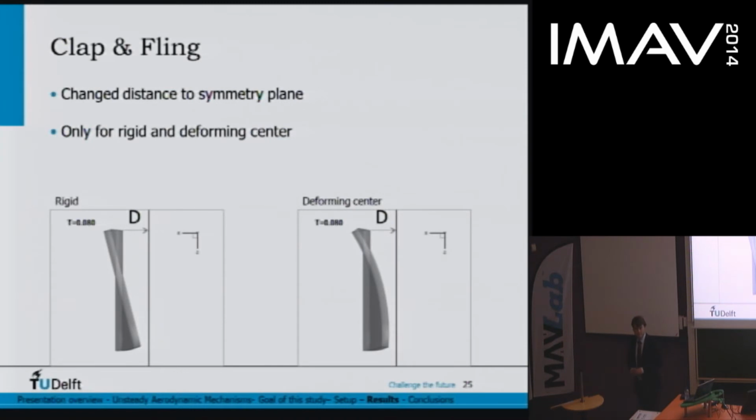Then the last aerodynamic mechanism I wanted to talk about is the clap and fling. I investigated this by first simulating a single wing and then moving a wing close to a symmetry plane. Now you don't have to completely make the wings touch to get the effect of clap and fling. You can in fact get that by moving it closer, and we can see this quite clearly.